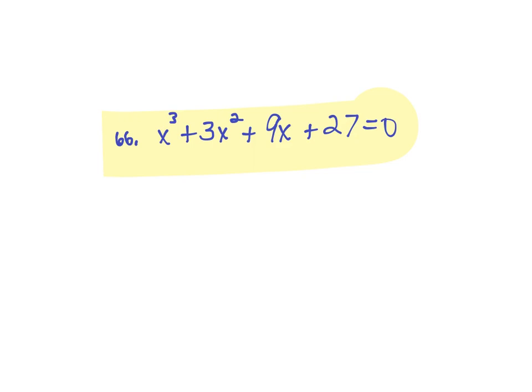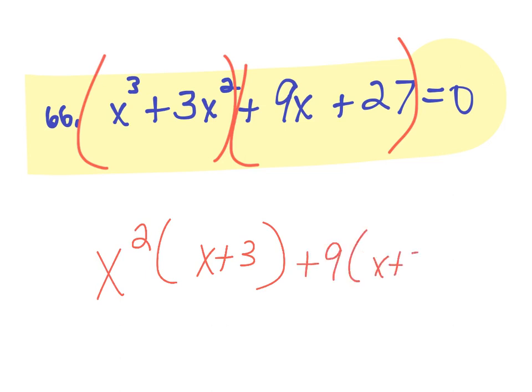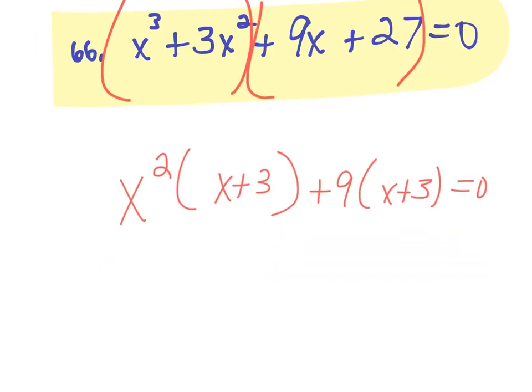4 terms. Do they all have something that I can take out? Nope. So I have 4 terms. What do I do? I group it. So I'm going to group the first 2 and the last 2. What can I take out of x cubed and x squared? X squared. Good. So I'm left with x plus 3. What can I take out of 9x plus 27? Positive 9, correct? So I'm left with x plus 3. So my new GCF is x plus 3. That comes out in front.